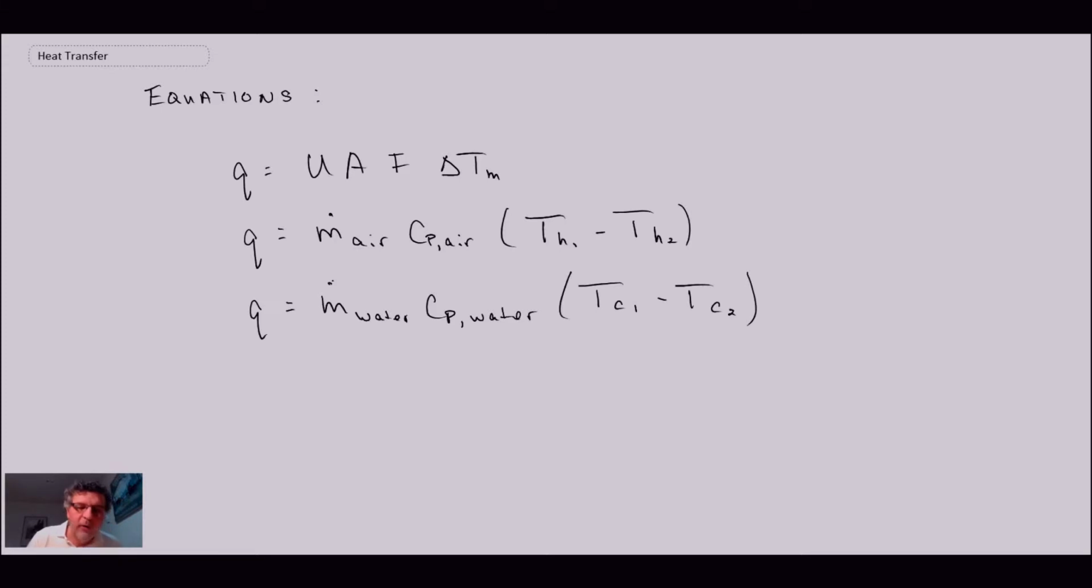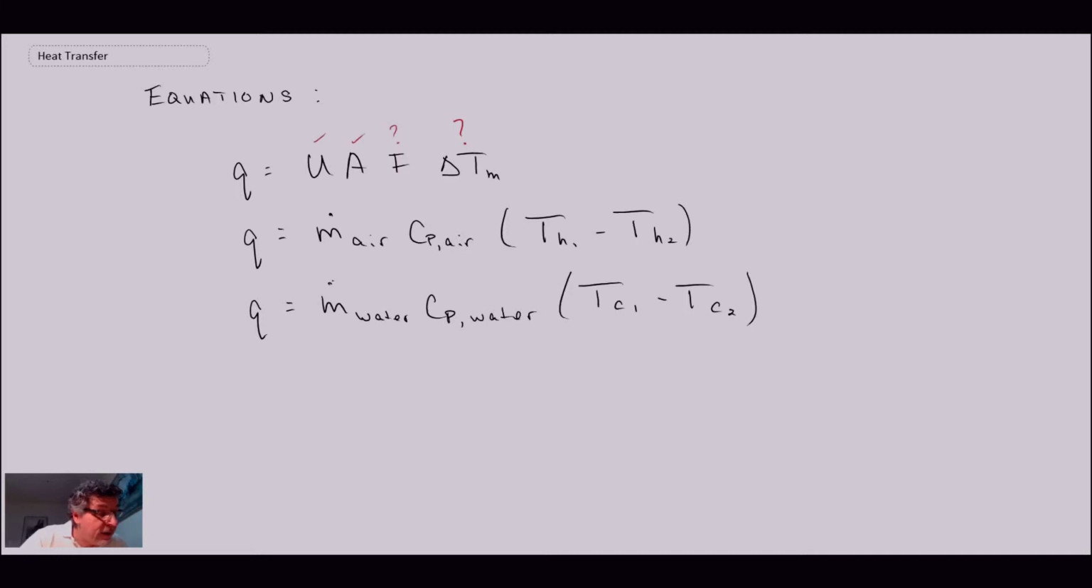Okay, so those are the equations that we have. Now, what do we know here? We know U. We were told the area A. We don't know F because we don't know one of the temperatures on the exit. That is for our hot fluid. And we don't know delta Tm. We can't evaluate that because we need that exit temperature.